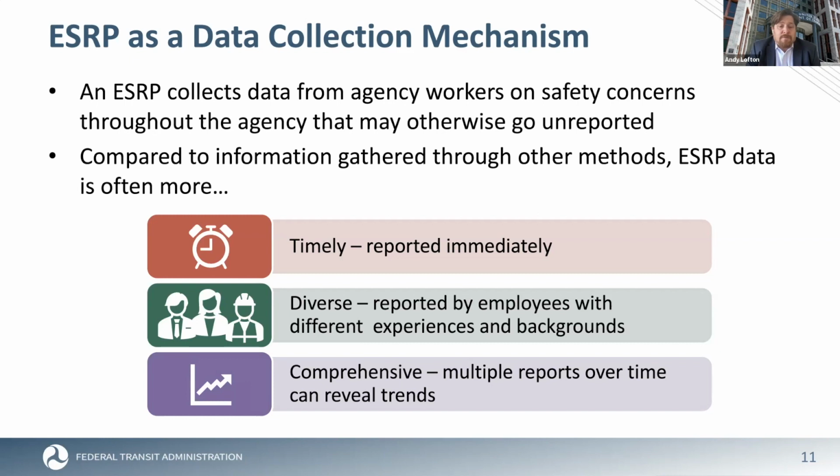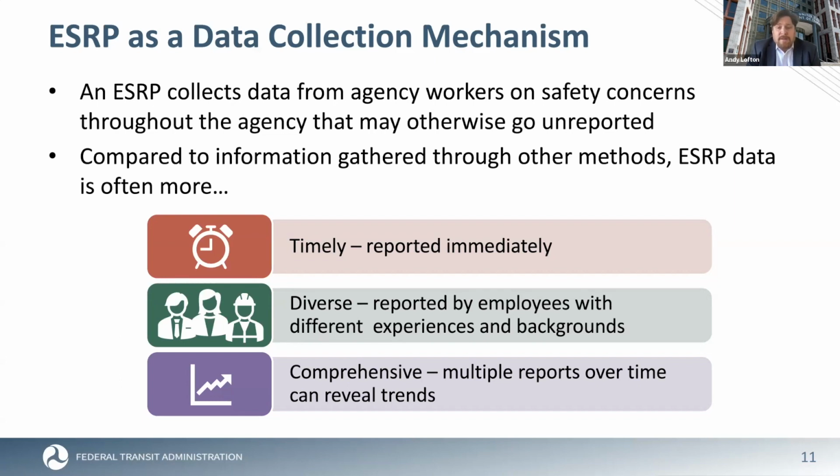And if we compare information gathered through other methods throughout the agency to an ESRP, we see that employee safety reporting programs can often provide information that is more timely, right? It may come immediately from frontline personnel, and typically this will come immediately after a concern is observed. We also see that the information collected through an ESRP is diverse. And what we mean by that is that it's going to be coming from different parts of the organization, different parts of the operations. Employees with different roles, employees with different experience levels and backgrounds. So the information that we get in really has the opportunity to provide us a wide range of perspectives.